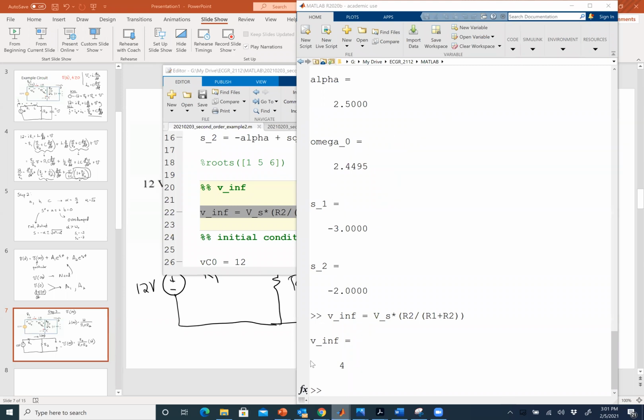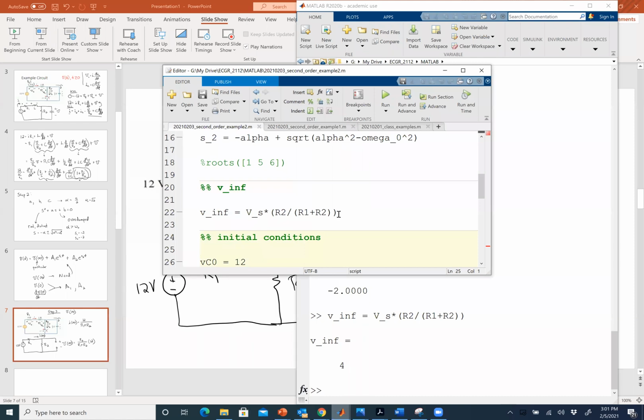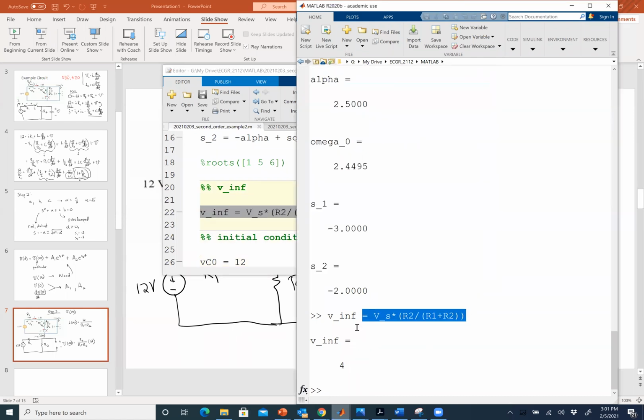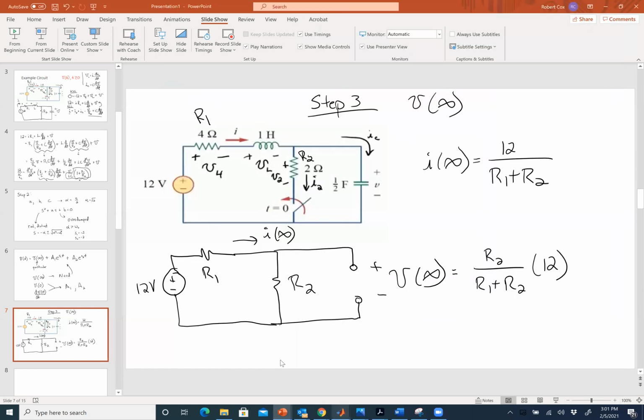Okay, so I took this value right here, V infinity, plopped it in here with the values I defined, and it tells me the final value is 4 volts. Okay. All right, 4 volts. Okay. Questions about that?